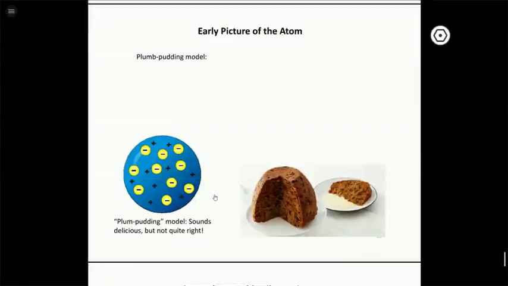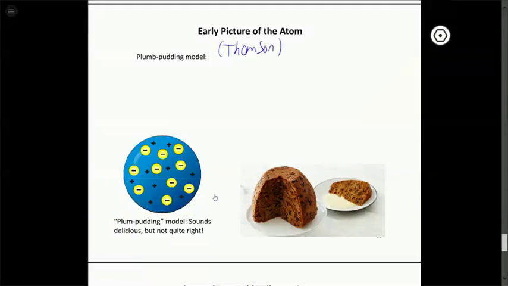But what Thomson came up with also was an early picture of the atom. So if there's negatively charged particles in an atom, there must also be positively charged particles because the charge on the atom is 0. So there has to be something positively charged to balance that. And so the early picture of the atom that was proposed was the plum pudding model, which is where you have your discrete negatively charged electrons and they're floating around in sort of this diffuse sea of positive charge.